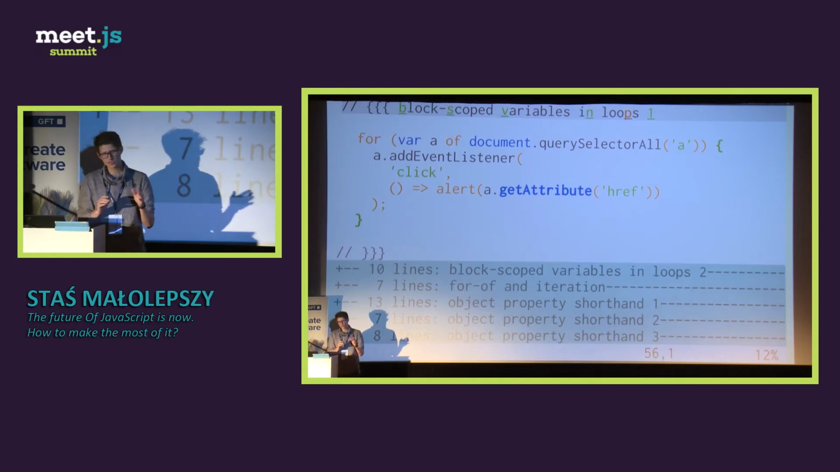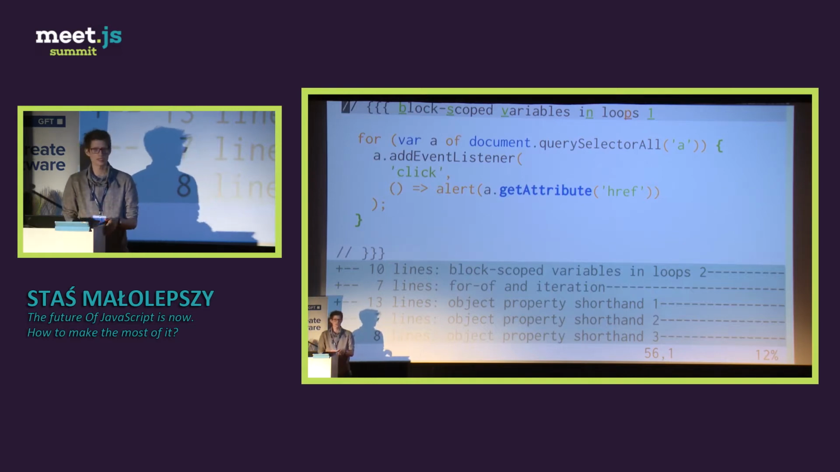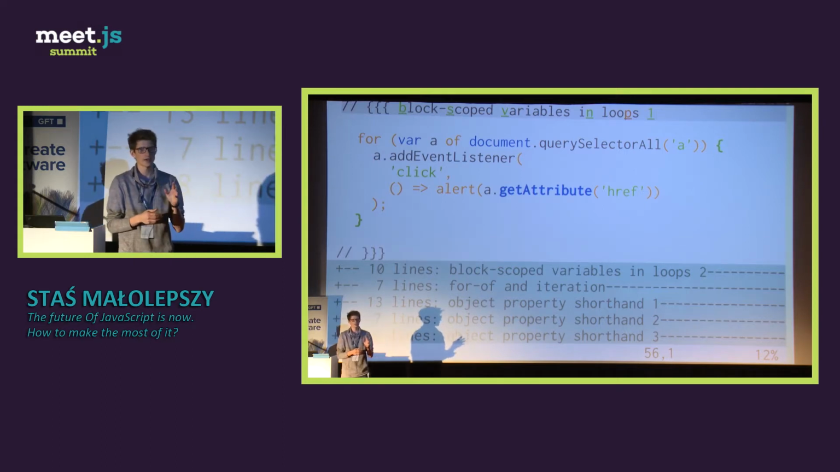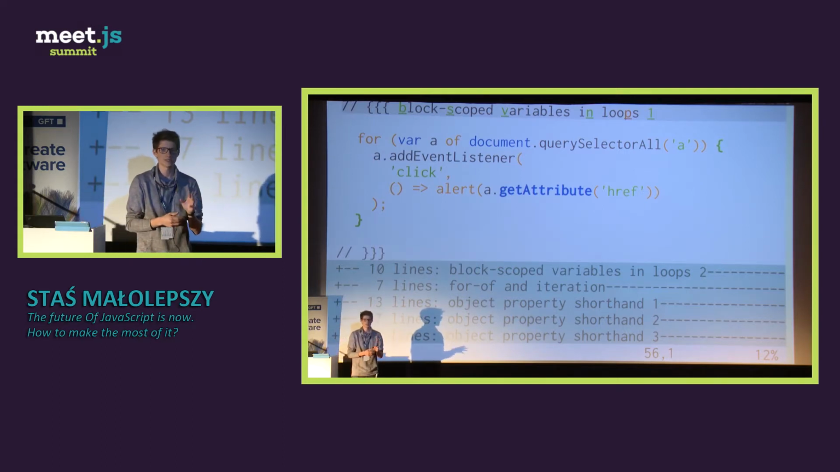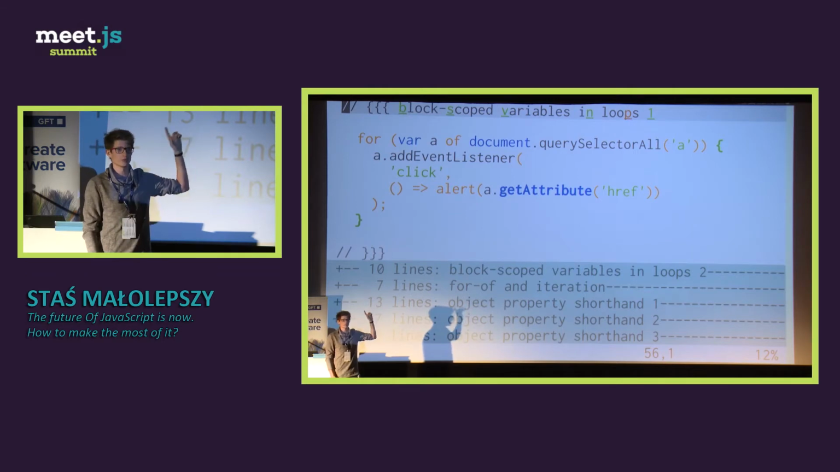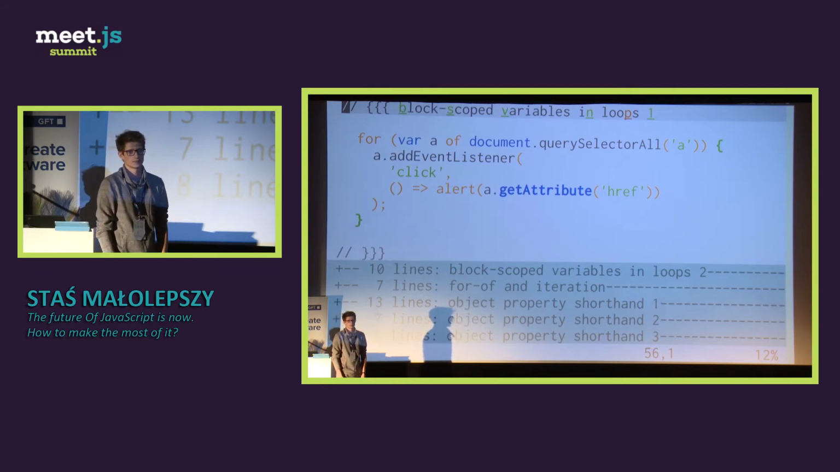Okay. Let is great, though, because you can use it in for loops. This is an example of code that probably every one of you has written at some point in your life, and it has bitten you quite badly. Does anyone know what this code does or what it doesn't do? Where's the bug? Variable will always be the last.